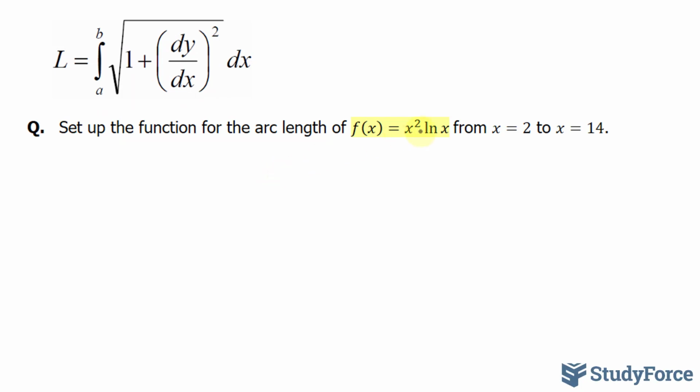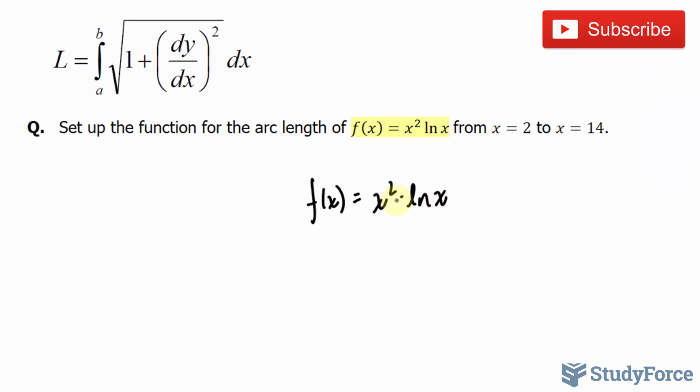That being said, let's find the derivative of f(x) and apply it to this part of the formula. The derivative of f(x), which currently is x squared times ln x, is the following. To do this, we need to use a combination of the product rule for derivatives and the power rule. The product rule tells us that if we have two functions being multiplied, for instance the product x squared times ln x, we find the derivative of x squared and multiply it by ln x, and then add the derivative of ln x times x squared.